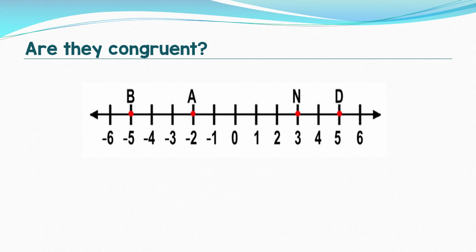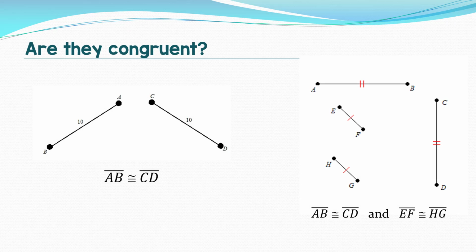All right, so let's check these. We go from -5 to -2, that's 3. And from 3 to 5, that is 2. So BA is not congruent to ND. Now, is AB congruent to CD? Yes. These are both 10 and 10. They are different segments, but they are equal in measure, so we can say they're congruent.